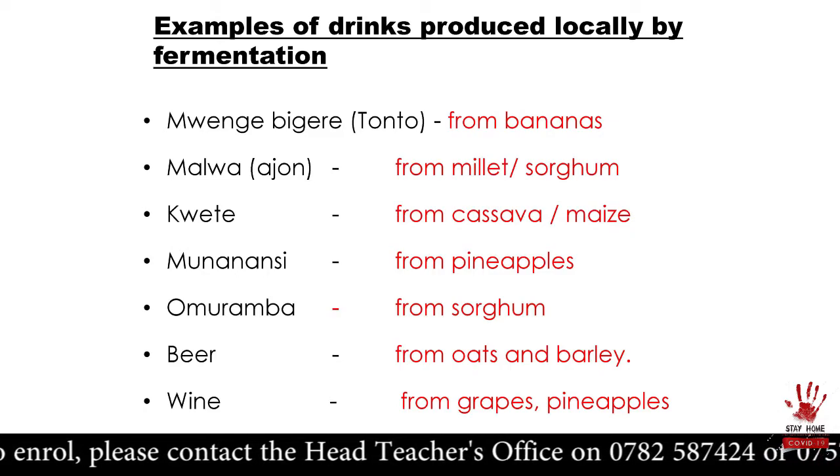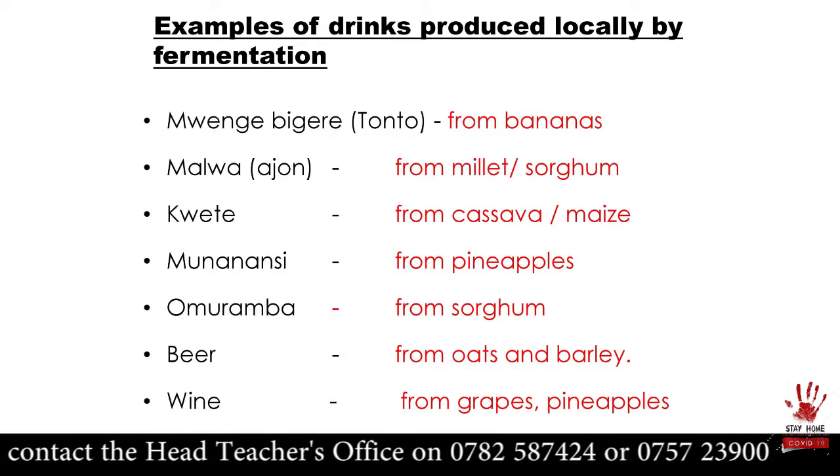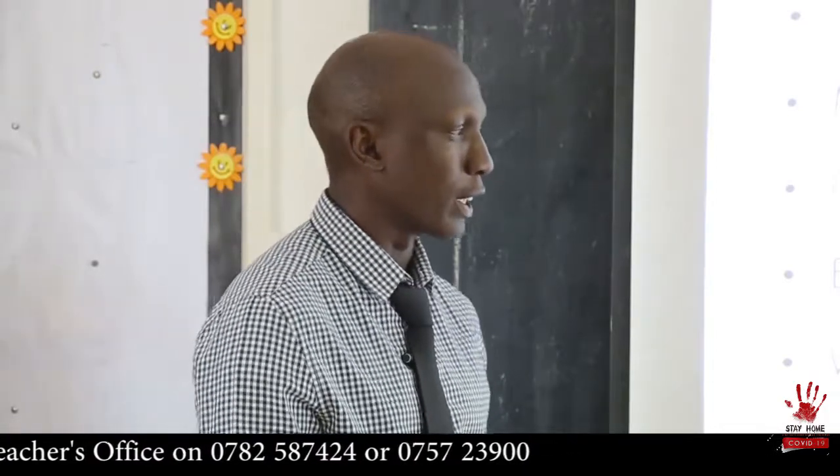Then the beer, which is very common, is got from oats, barley and other cereals. Even wine. Wine is also an alcoholic drink. Some of you may think that's not alcohol. It's an alcoholic drink. It's got from grapes, basically. And even pineapples can produce that wine. So have a look at them.